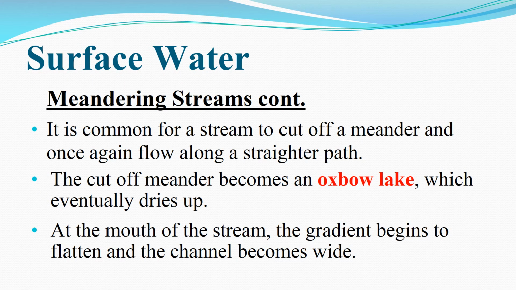So, still talking about meandering streams, it's common for a stream to cut off a meander and once again follow a straight path. Not saying you can't have straight, but eventually you're going to have some curves. So you're going to have some meanders that take place. A cutoff meander is also known as an oxbow lake, which eventually dries up. And at the mouth of the stream, the gradient becomes flat and the channel becomes wide.